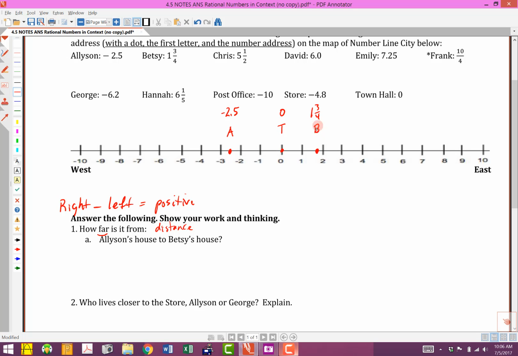How far would it be? So we're going to take the right one. So that's going to be 1 3/4, and we're going to subtract the left one, which would be negative 2.5. And you'll notice what happens here. We've got two negatives next to each other, so we're going to be adding 2.5. So we've got 1 3/4 and add 2.5.